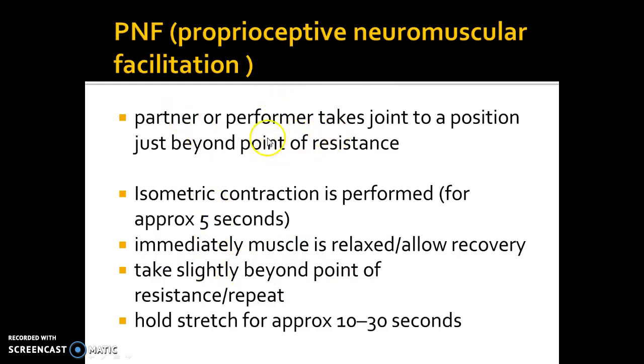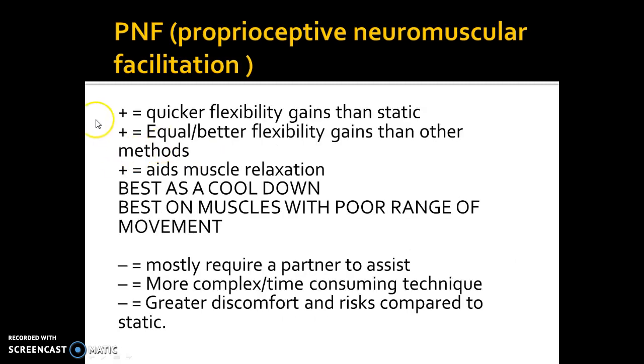Now I need this as a description. This is the exam description of PNF. Once you've done that, you'll have practiced it yesterday, you'd have had that feeling of being pushed, hold, release, push again beyond the point of resistance. So what is good about it? You get the quickest flexibility gains. Put fastest flexibility gains, equal to better flexibility gains than any other method. It also aids muscle relaxation.